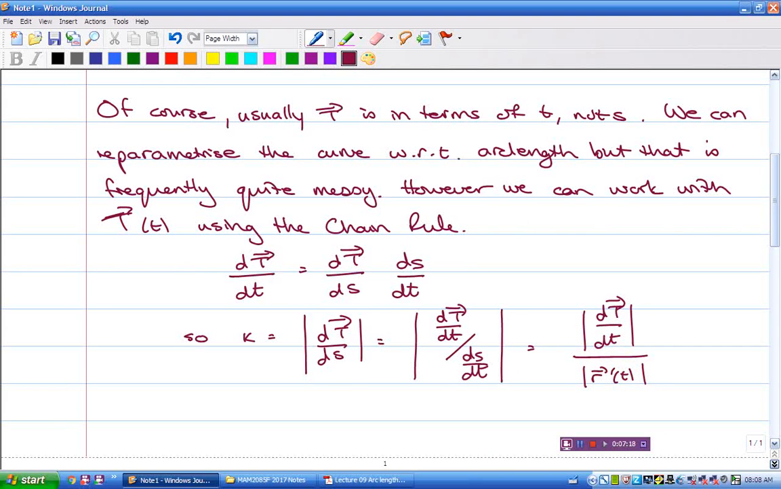Okay, that's a little bit more tractable. That's a little bit more usable, because the numerator of that fraction on the far right there is the derivative of big T with respect to little t, and that's fine because big T is a function of little t, so you just do the derivative. And at the bottom we have the modulus of r dash. That's perfectly doable. It can, however, be a huge mess.